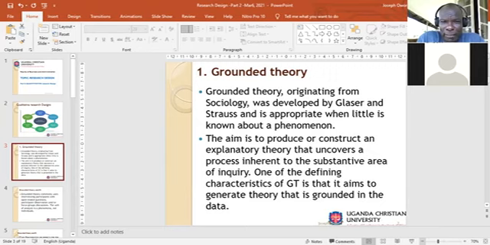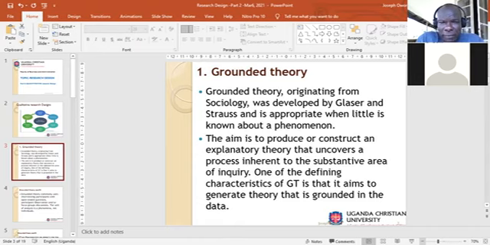But of course, it is also applicable right now in business, because time has come when the distinction between business and society is not there. Business and sociology and psychology and economics and all kinds of stuff, including history, business has become so multidisciplinary that you can use any design to study business. So even if grounded theory originated from sociology, we can still use grounded theory to study a business phenomena.